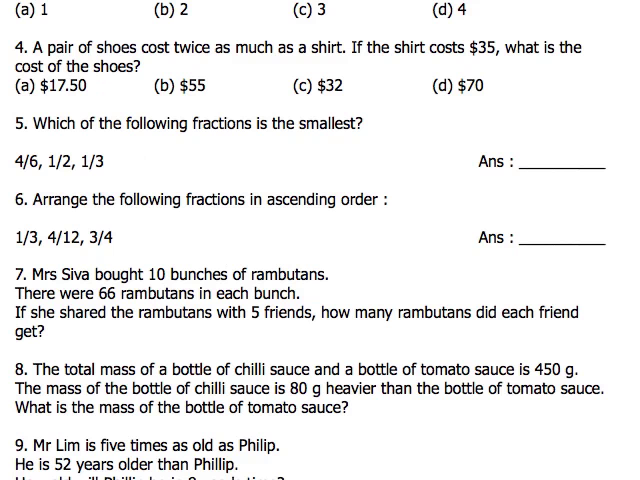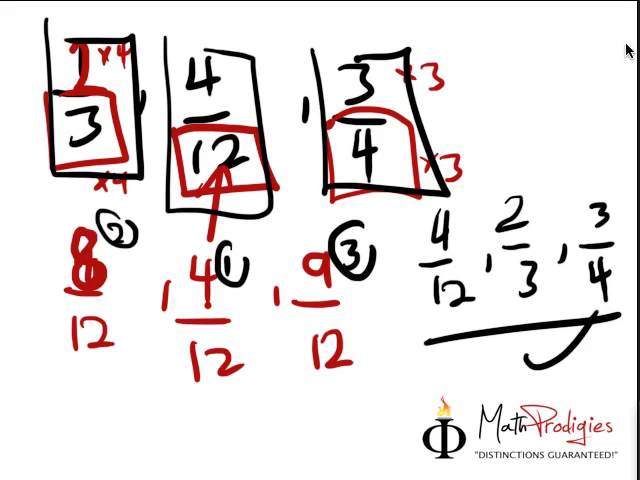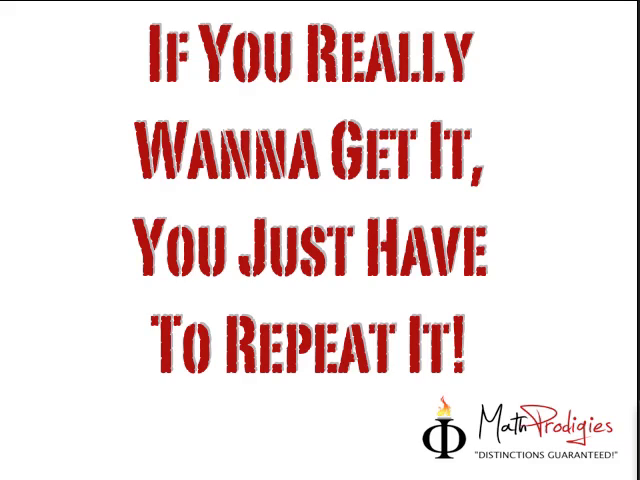And that's basically it for this video. Yep, we are done. And that brings me to the quote of the week. The quote of the week is, if you really want to get it, you just have to repeat it. Simple formula. Repetition is the mother of skill. Repetition gives birth to skill. If you want to be skilled at something, if you want to be pro at something, you just have to repeat it. It's as simple as that.